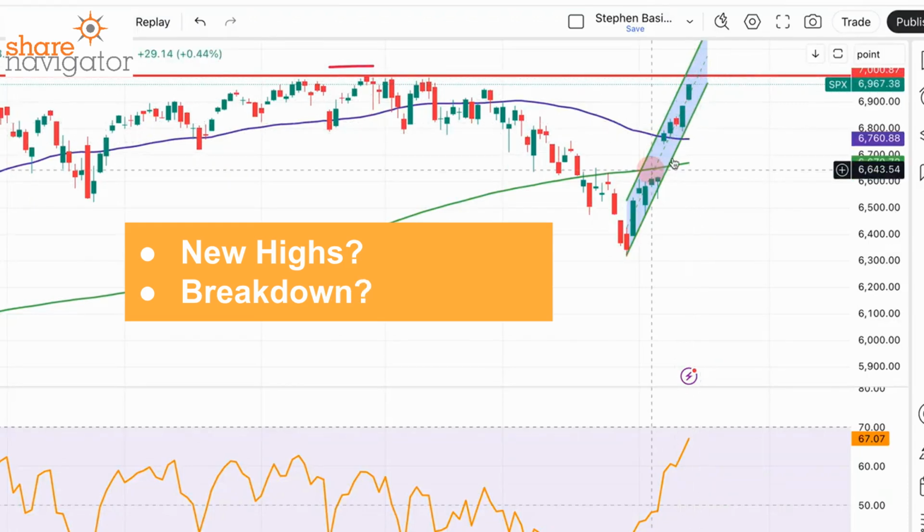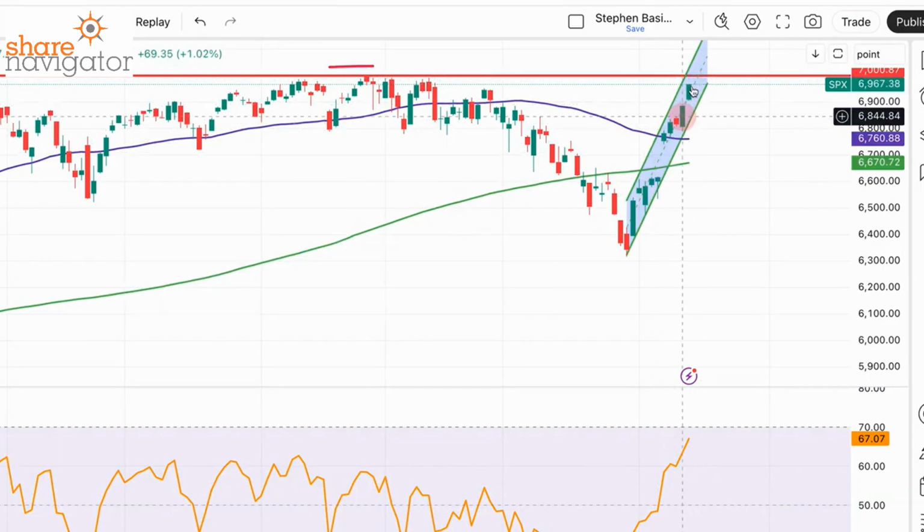Now we're up towards the top of this bullish channel too, which is another resistance point as such. So that's why we're saying, well, maybe we're going to get a bit of a pullback in the near future, and potentially we want to try and take advantage of that.